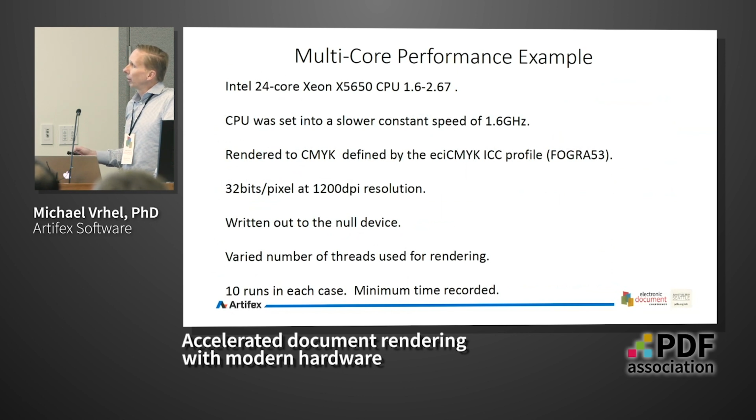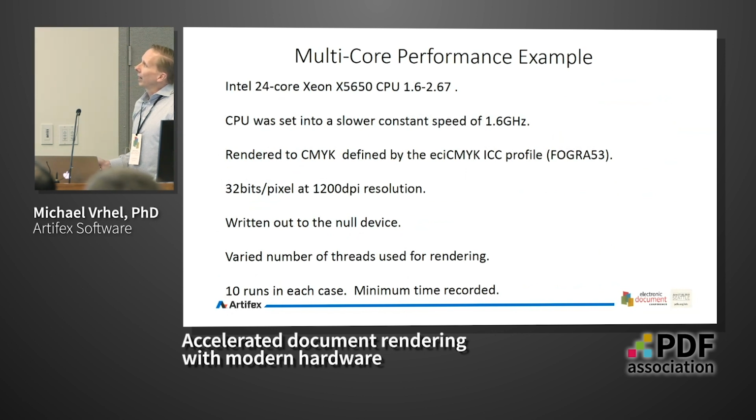I rendered out to CMYK color space, the whole page, with a ProGraph 53 ICC profile defining the color space. So that's 32 bits per pixel, CMYK, at 1200 DPI resolution. The page is rendered out with what's called the null device, which means I'm not doing any disk accesses to write out the data, because I didn't want that to affect my timings. And basically I varied the number of threads from 1 to 24 while rendering, and I did 10 runs in each case and recorded the minimum time.